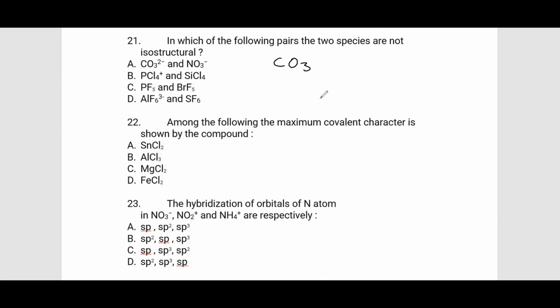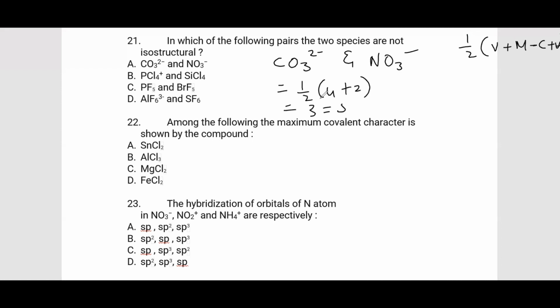First one is carbonate ion CO3 2 minus, and the next one is NO3 minus ion. To know the structure, we need to see the hybridization. What is the formula for hybridization? Half into number of valence electrons plus number of monovalent atoms minus number of cationic charges plus number of anionic charges. This is the formula for steric number. In case of carbon, there are 4 valence electrons and anionic charges are 2. So the answer would be 3.